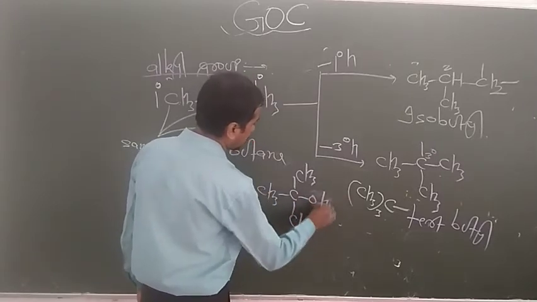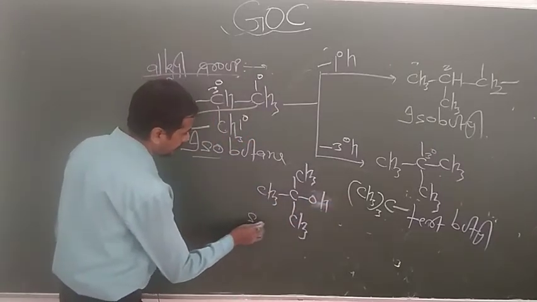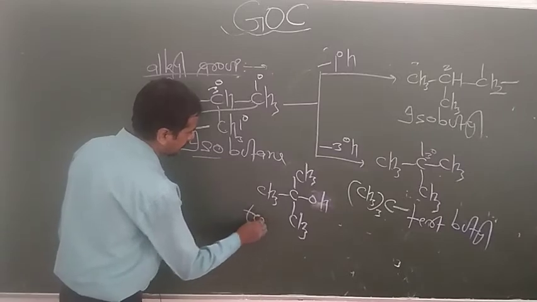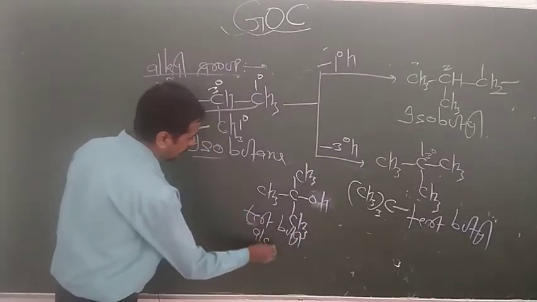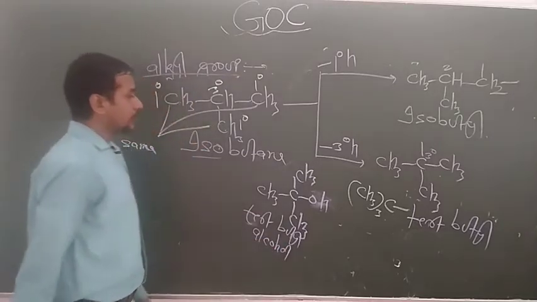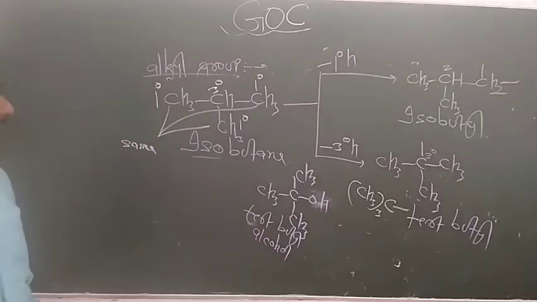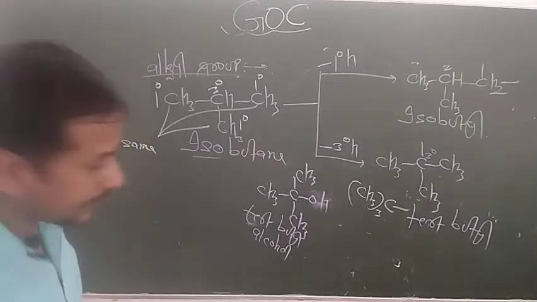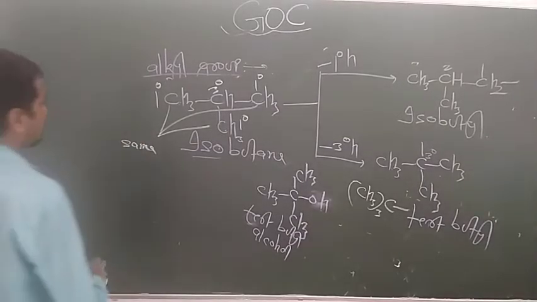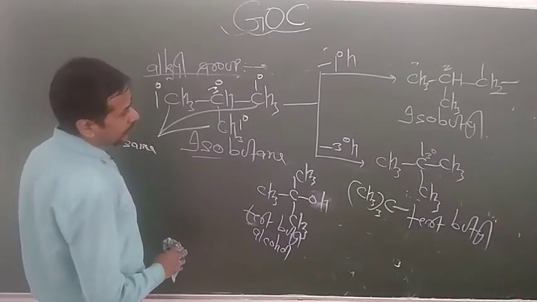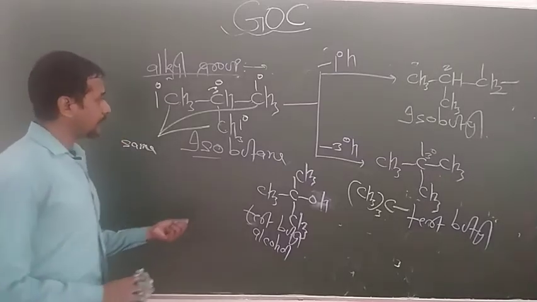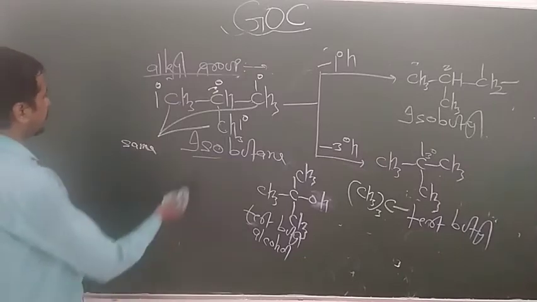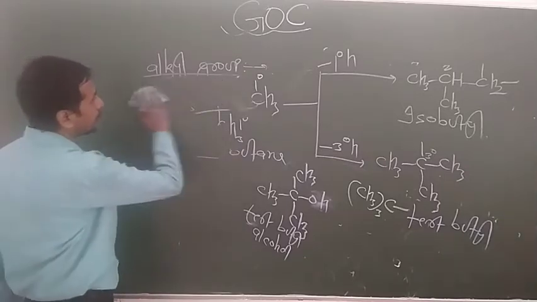Now this is the formula of tertiary butyl alcohol. So in this way you can write the formula and also find the group by removal of hydrogen either from 1 degree, from 2 degree or from 3 degree. So this is the case of 4 carbon.